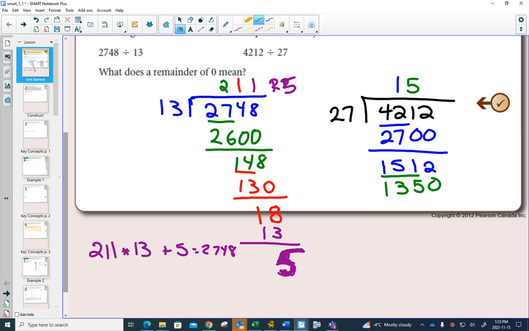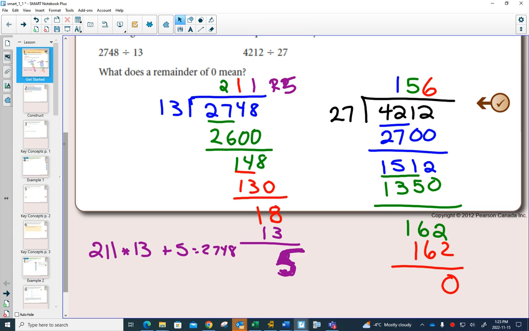Subtracting would leave me with 162. And then 6 of them works out perfectly to have a remainder of 0. So this tells us that 27 times 156 is perfectly 4,212.